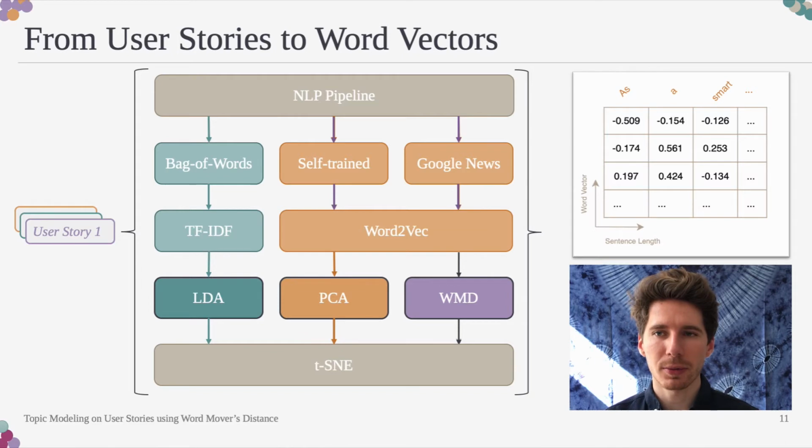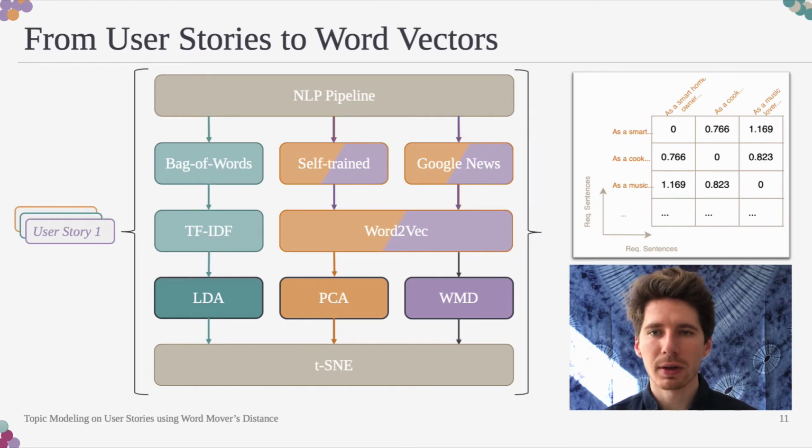Finally, our third approach uses word2vec and word mover's distance. It is very similar to our second approach. There is one big difference though, because after training the word2vec model, we can calculate a matrix of distances. That matrix looks like this, and for each requirement, we store the word mover's distance, so the distance from that sentence to all the other sentences in the matrix. This matrix can then directly be used with TSNE to then plot the distances of our sentences.